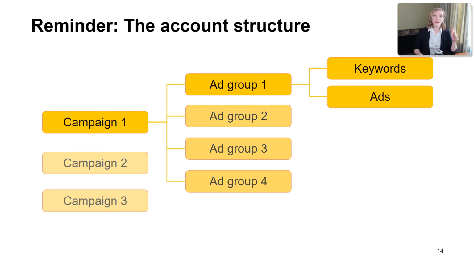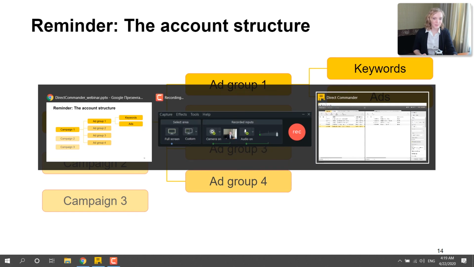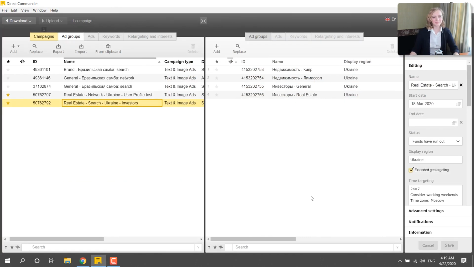You can set up campaign settings and ad group settings, and you have to do that. To browse through the elements, you have to select a parent element like a campaign, and only after that you can go deeper and select one of the groups and go deeper to the ads, for example. We can use the same logic inside Direct Commander, so let's switch to Direct Commander.